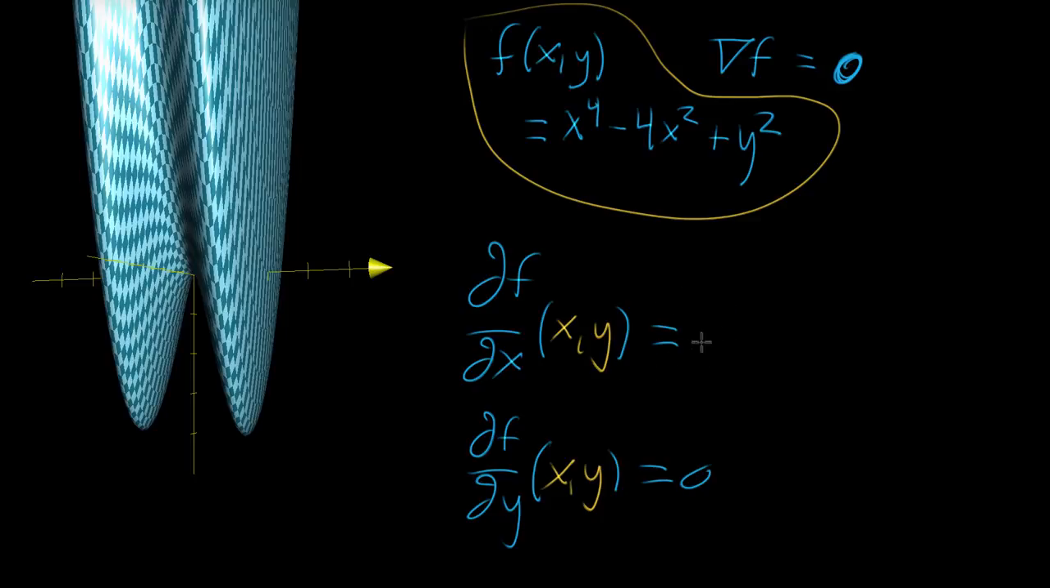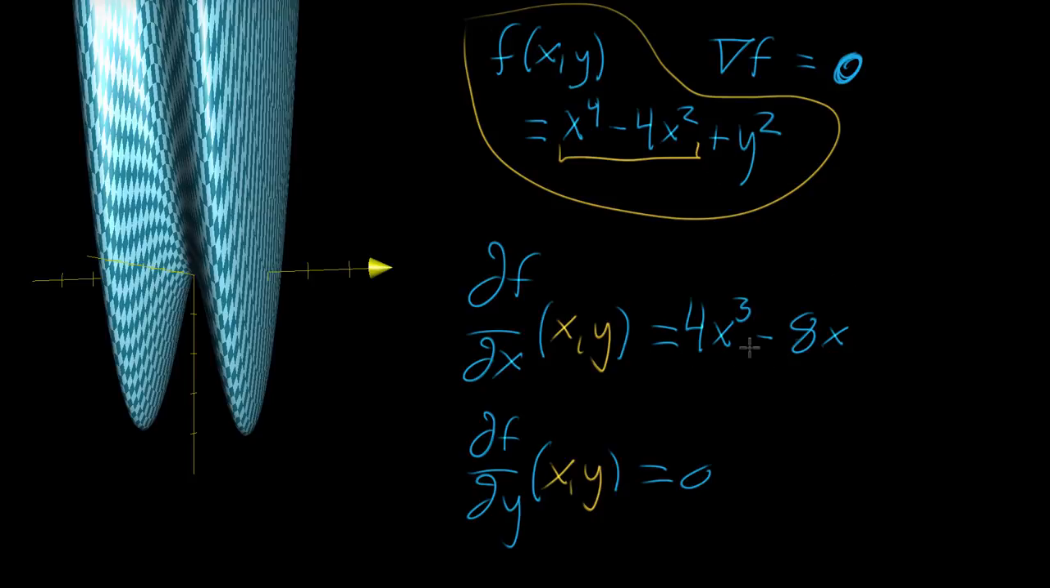In this case, the partial derivative with respect to x, we look up here, and the only places where x shows up, we have x to the fourth minus 4x squared. So that x to the fourth turns into 4 times x cubed, and minus 4x squared becomes minus 8x. And then y just looks like a constant, so we're adding a constant, and nothing changes here.